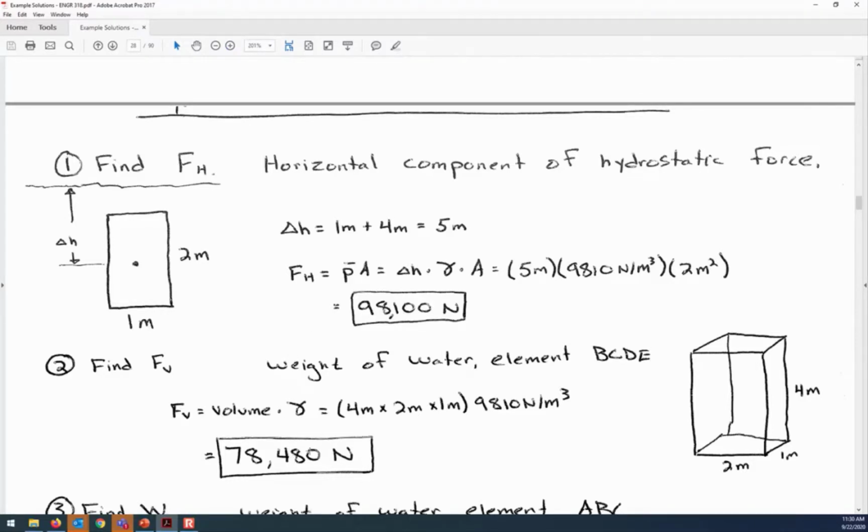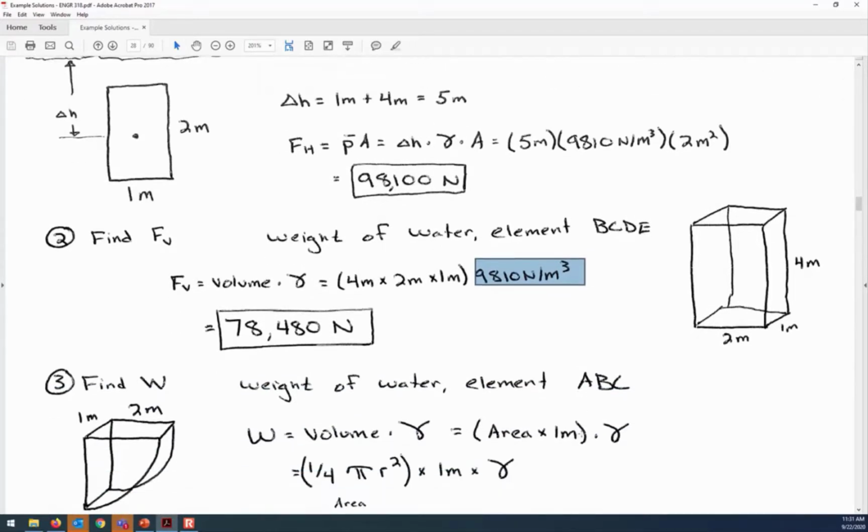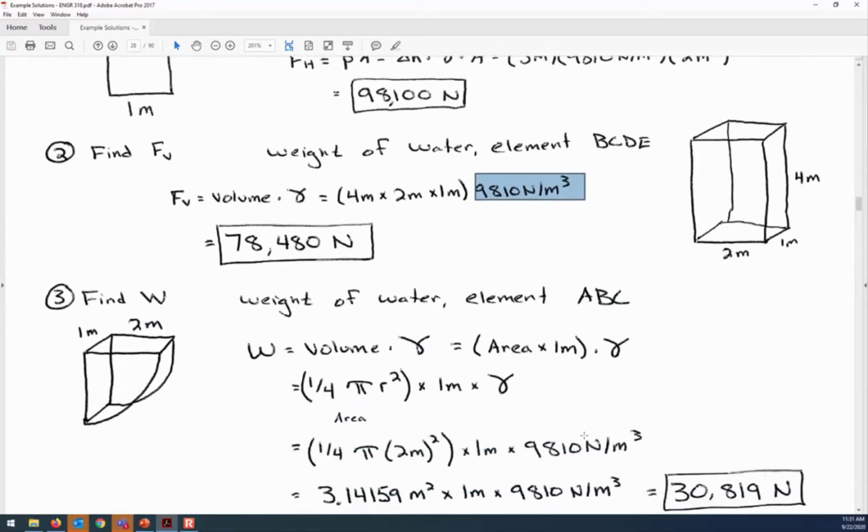Now the vertical force due to this cube of water, it has a volume of 2 by 1 by 4. So it's volume times gamma in order to determine that the weight of that amount of water is 78,480 newtons. So that's a force that's acting down on the gate, simply because of how much water is above it. And likewise, there's a cumulative effect where the weight of the water that comes from that wedge shape is also bearing downward on the gate.